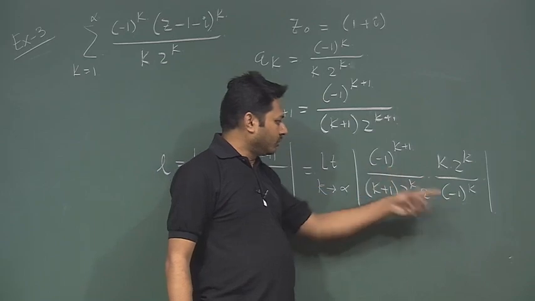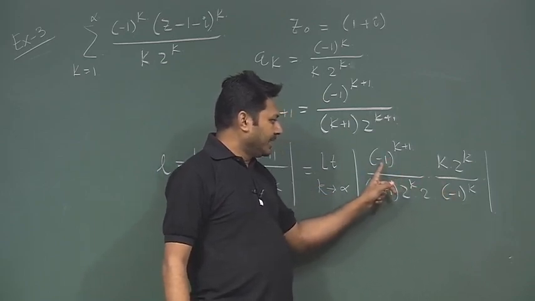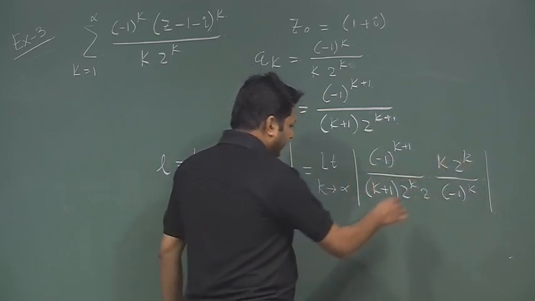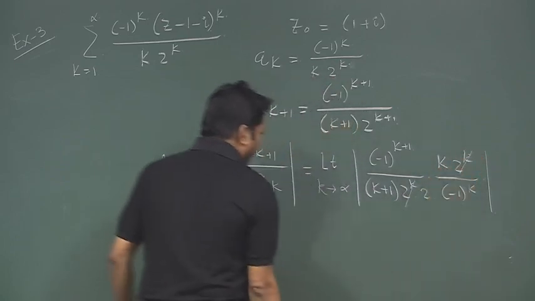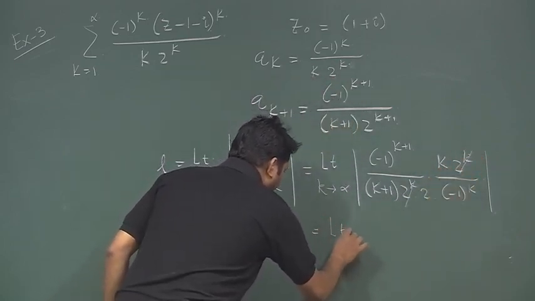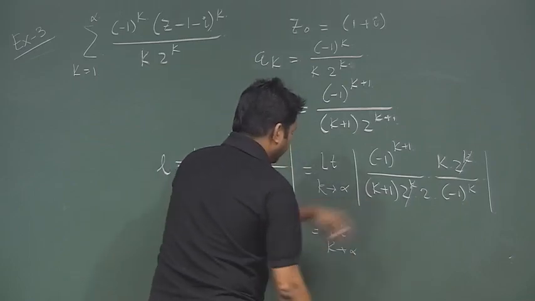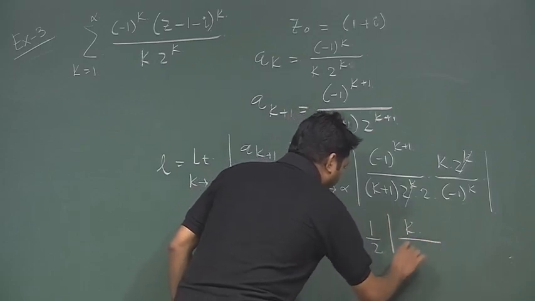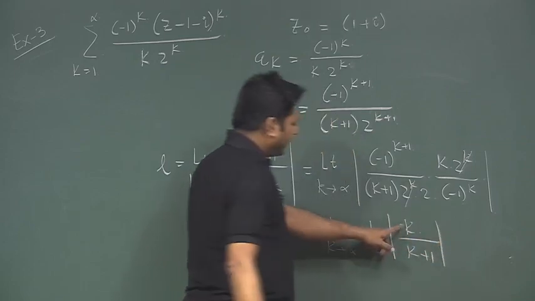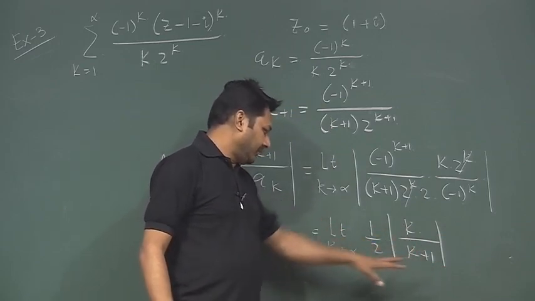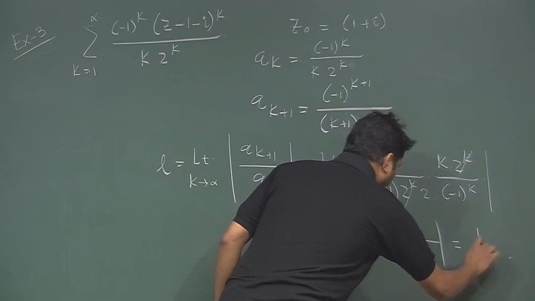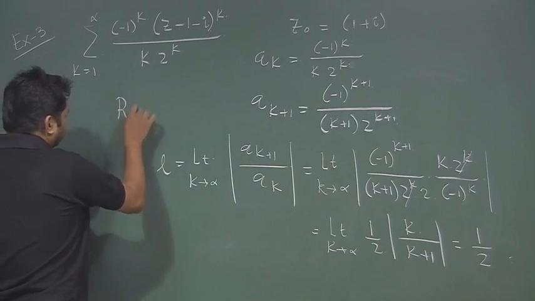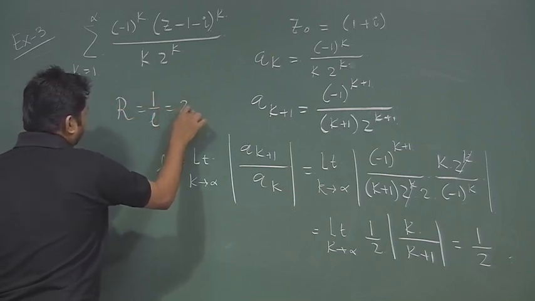The minus 1 will remain, but since I am taking the mod of that, we should not bother about it. So, it will go away, 2 to the power k and 2 to the power k will cancel out, and I will have the limit as k tends to infinity, this one half will come out and only k by k plus 1 remains. If I take k common, it will be 1 over 1 plus 1 by k, and as k tends to infinity, it will be just 1. So, eventually I will have half. That means my R, which is 1 by L, is equal to 2.